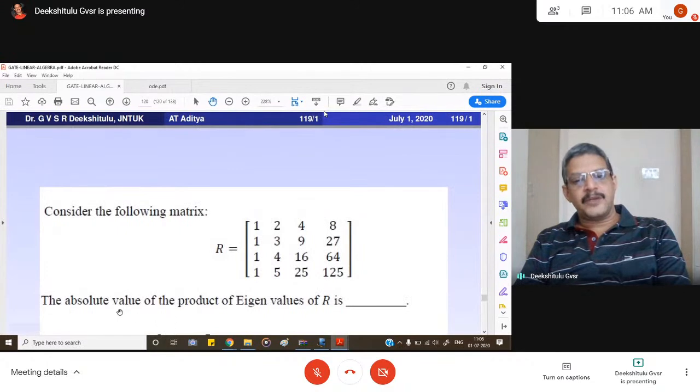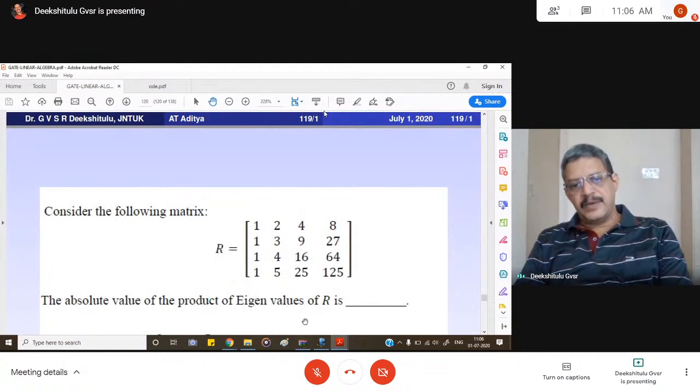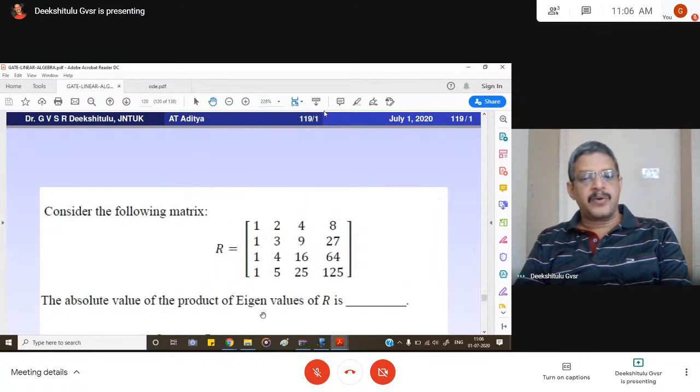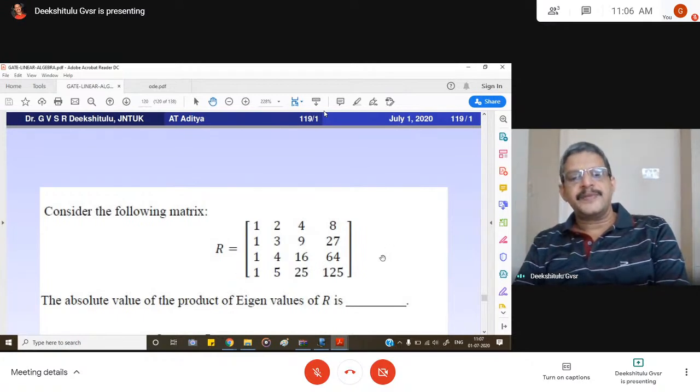Consider the following matrix. Find the absolute value of the product of the eigenvalues. You need not find the eigenvalues. Once again, for such problems, which you get very frequently in the GATE examination, you need not evaluate the eigenvalues. What is asked is the product of the eigenvalues, so find the determinant of the matrix. You subtract 1 from this to make this 0, then again use this to make this 0, and so on. You can reduce it to echelon form and get the determinant easily.